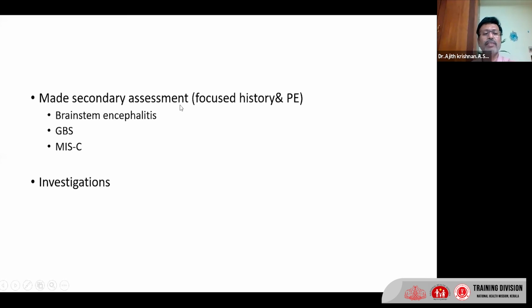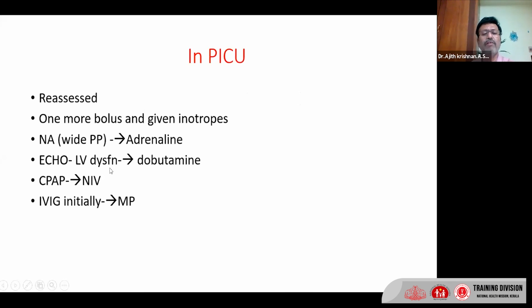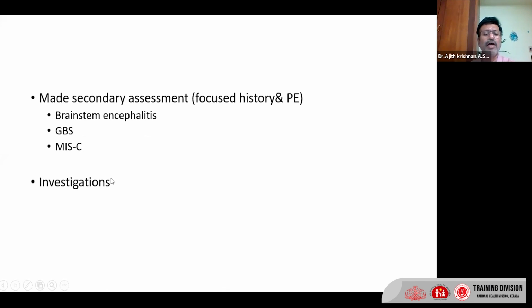We have made a secondary assessment. We thought of brainstem encephalitis, GBS, MISC, and we have done investigations. So initially we thought of all these possibilities. So you have given IVIG, and later the investigation revealed it was a MISC.